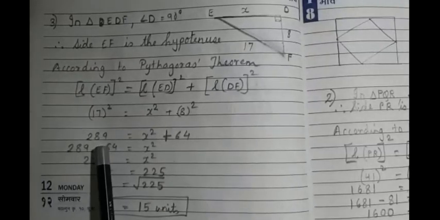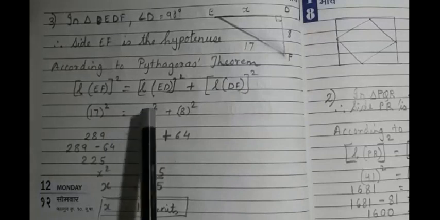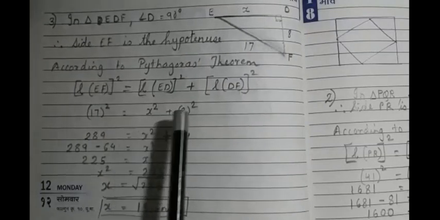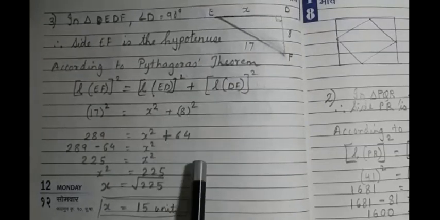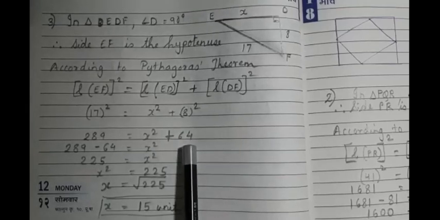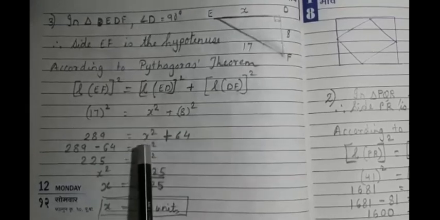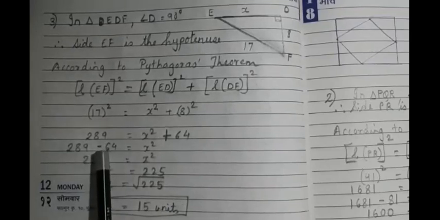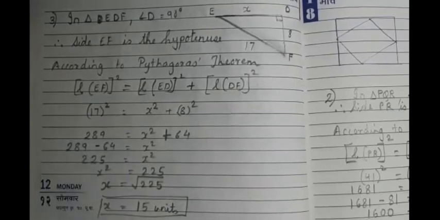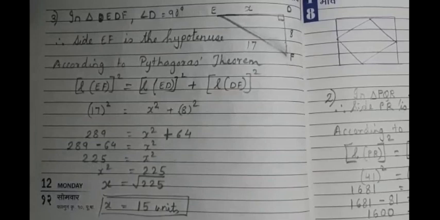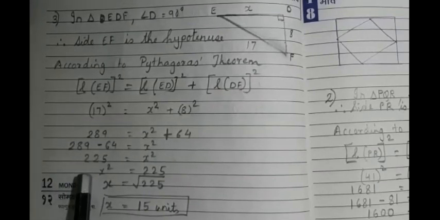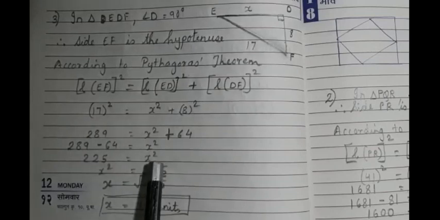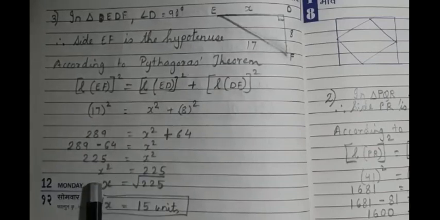17 square is 289 is equal to x square, we will write as it is, plus 8 square. 8 square is how much? 64. Now, we want to find x square's value. So, this plus 64 we will take to the other side. Then it becomes 289 minus 64 is equal to x square. After subtraction, we get 225 is equal to x square. I have written it. X square is equal to 225.